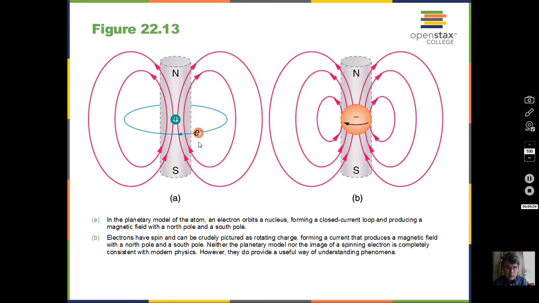Here's a picture of perhaps an atom. This is the simplified view of an atom where the electron's in orbit, and that circulating charge would create a magnetic field. But it's more important, it's the spin, this quote-unquote similarity to spin, that lets the electron produce a magnetic field.